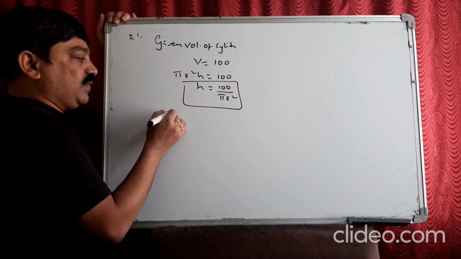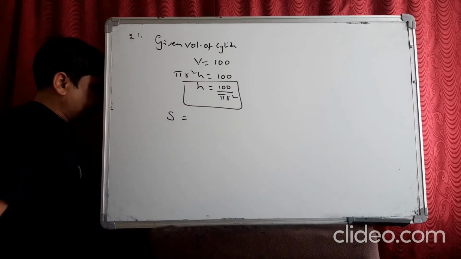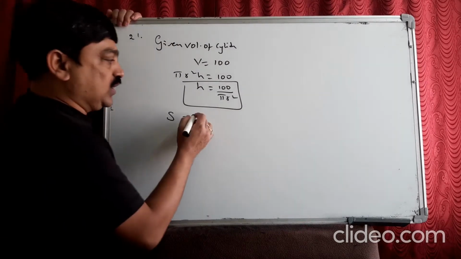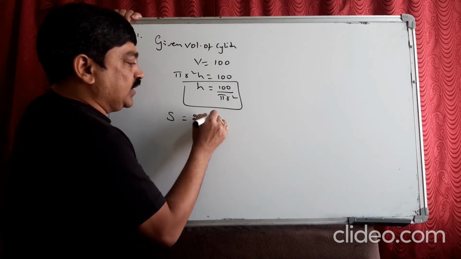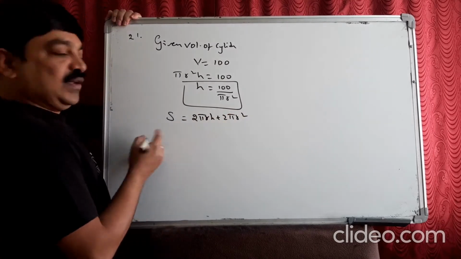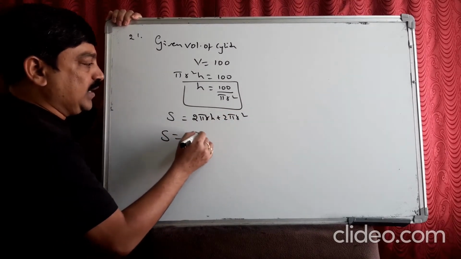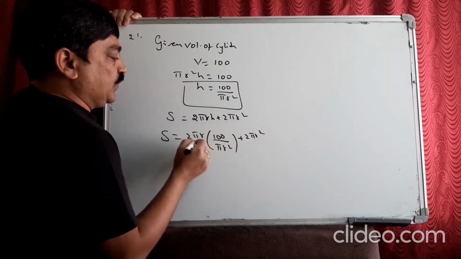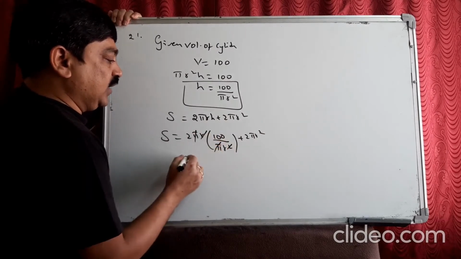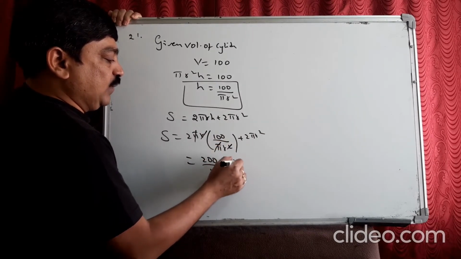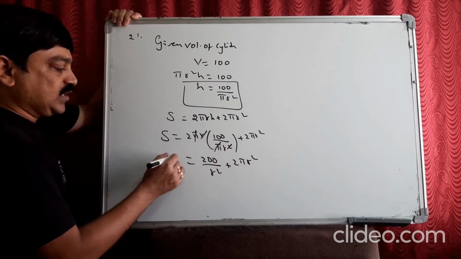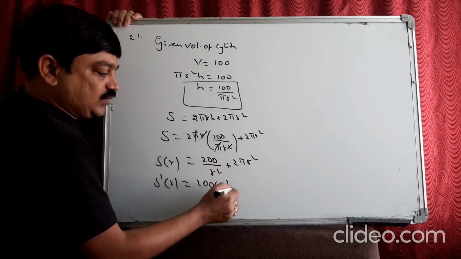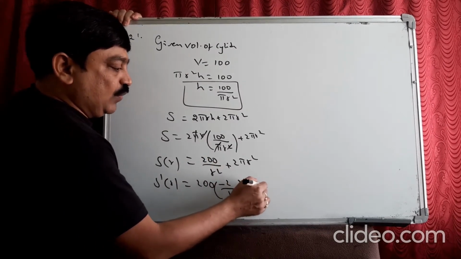Now he told that surface area is a minimum. Minimum surface area means it should be total surface area. Total surface area is 2 pi r h plus 2 pi r square. Now S is equal to 2 pi r h, which is 100 by pi r square, plus 2 pi r square. So you can cancel pi and you can cancel one of the r. It becomes 200 by r square plus 2 pi r square. This we take as S of r. So we take the derivative of this also: 200 into derivative of 1 by r square, minus 2 by r cube, plus 4 pi r.